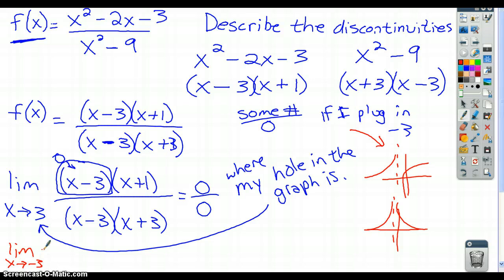So if I was answering this question, my answer here, C, says a hole at x equals 3, a vertical asymptote at x equals negative 3. There's no limit in the question, but I'm actually looking at the idea of a limit because I want to look at what's happening as I get to those numbers. So that's decoding that and leading us into discontinuities a little later.